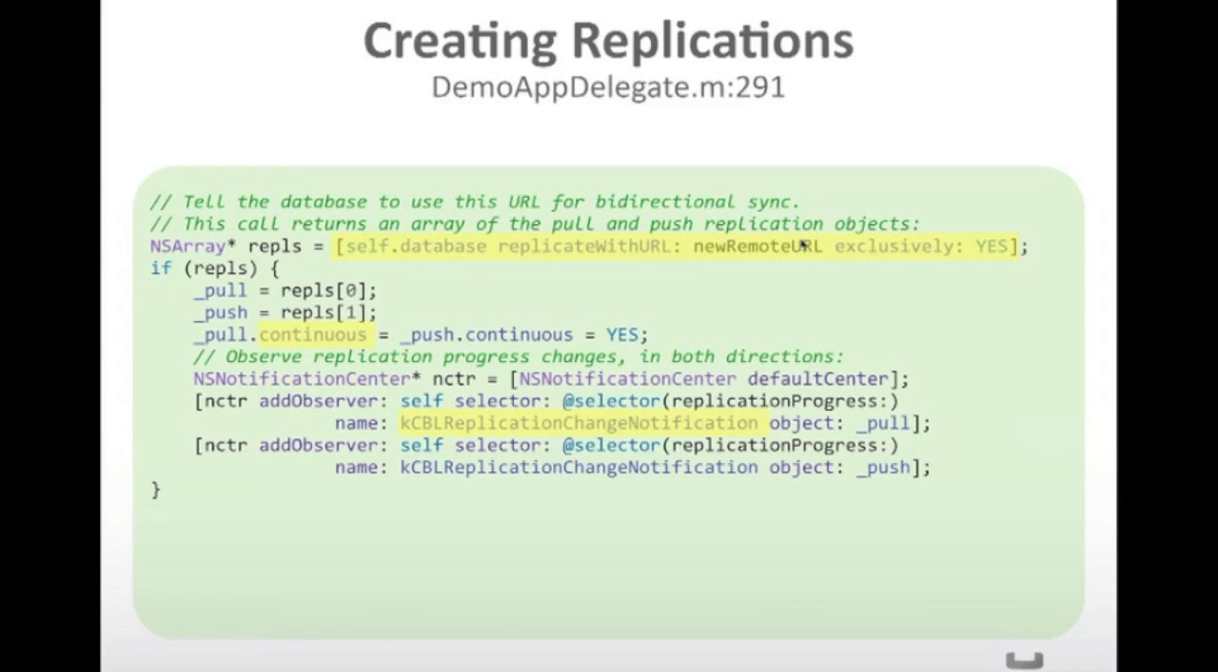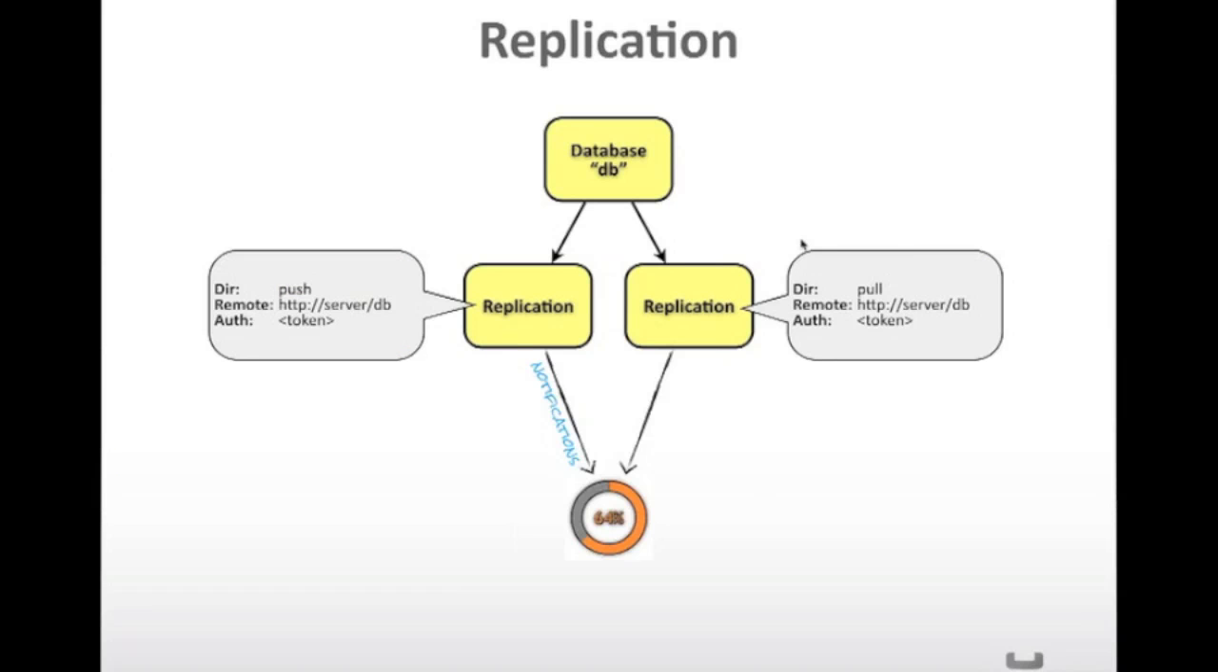We set them both into continuous mode, which means that we want those replications to keep running even after they're finished, because we want them to sit around in the background and watch for changes either locally or on the server and keep replicating those. And then we set up some notifications with the notification center. And we want to observe the replication change notification on both of those replications. This is so that we can get notified as the progress of the replication changes. And I'll show that in a bit.